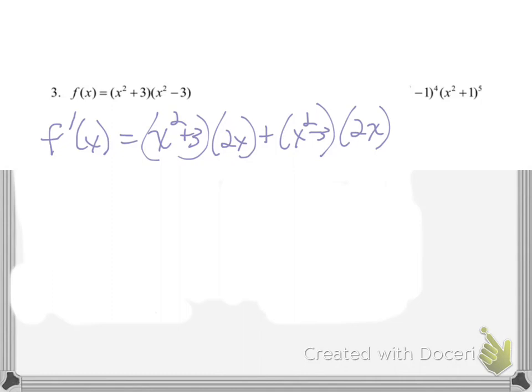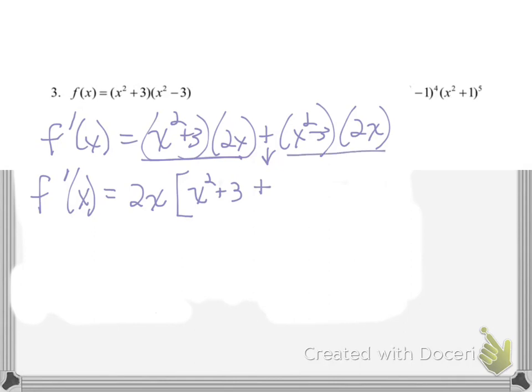Alright, so now let's see what we want to do. At this point, I'm going to do greatest common factor factoring. So I'm going to rewrite f prime of x equals. So what do they have in common? Looks like they have a 2x in common. So I'm going to pull out the 2x, and then to get this term back, I need x squared plus 3. Bring down this operation, and then to get this term back, I need x squared minus 3.